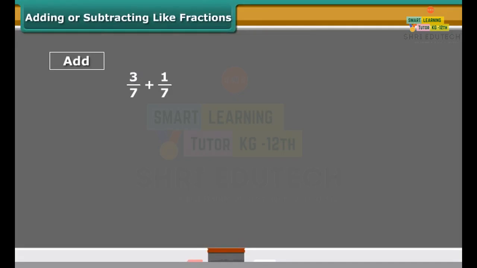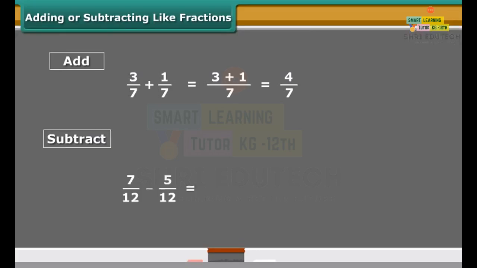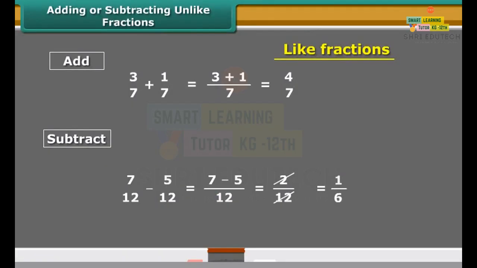Students, the sum of two or more like fractions is obtained in steps. First, we add the numerators. Second, retain the common denominator. And finally, write the fraction including both the results. To get the difference of two like fractions, first we subtract the smaller numerator from the bigger numerator. Second, retain the common denominator. Then write the fraction including both the results. We have learned to add and subtract like fractions.